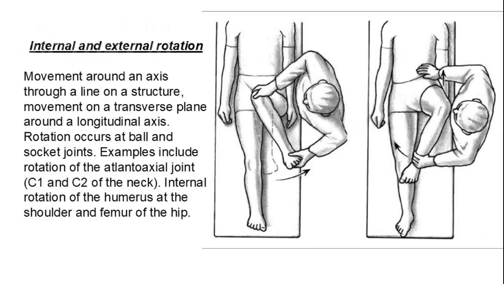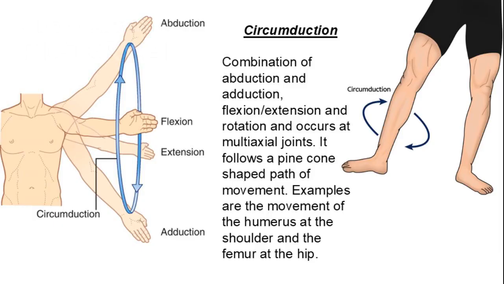Examples include rotation of the atlantoaxial joint and internal rotation of the humerus at the shoulder and femur of the hip. Circumduction is a combination of abduction and adduction, flexion, extension, and rotation and occurs at multiaxial joints. It follows a pine cone-shaped path of movement.